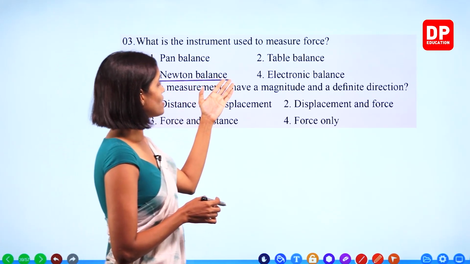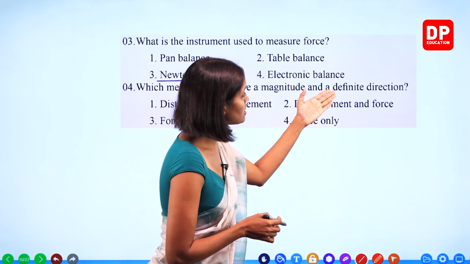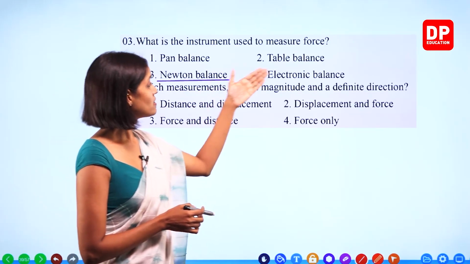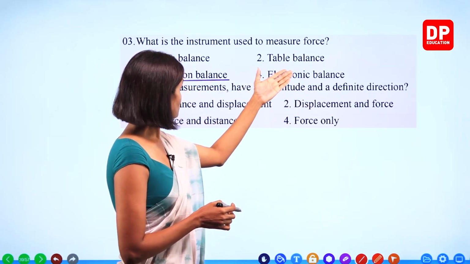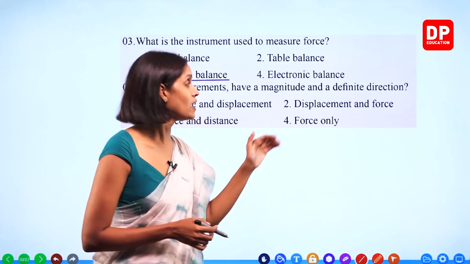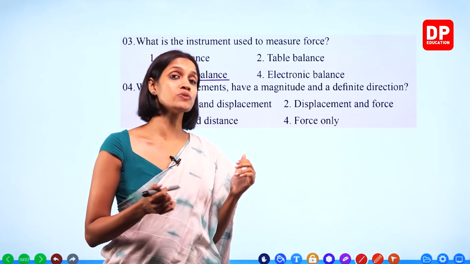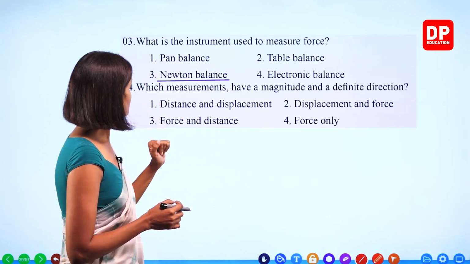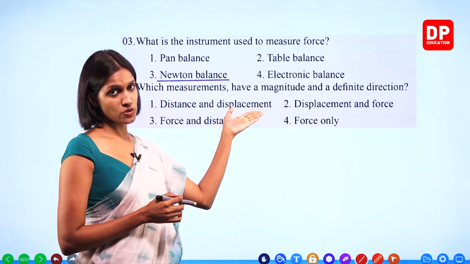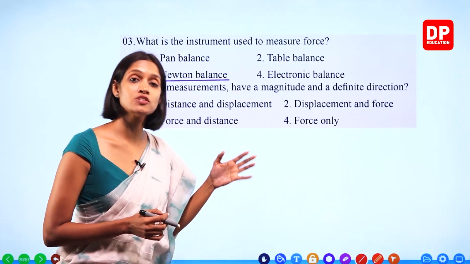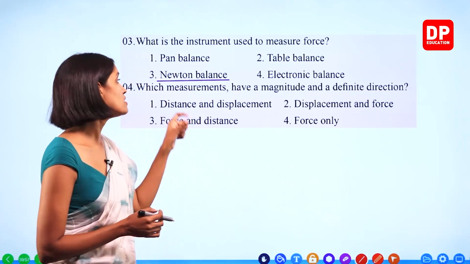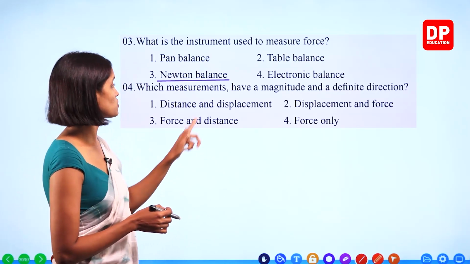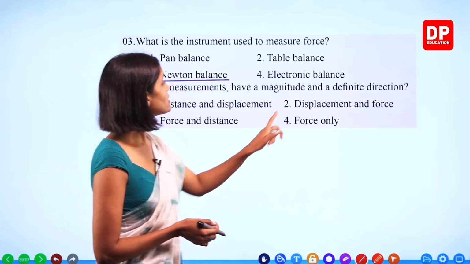Which measurements have a magnitude and a definite direction? Magnitude means the amount or the size, right? What type of measurements have magnitude and definite direction? Those are vector quantities, right? So we will go through distance and displacement. Now when we consider displacement, it has both magnitude and direction. But what about distance? It has a magnitude but no definite direction, so this is not the answer, right?